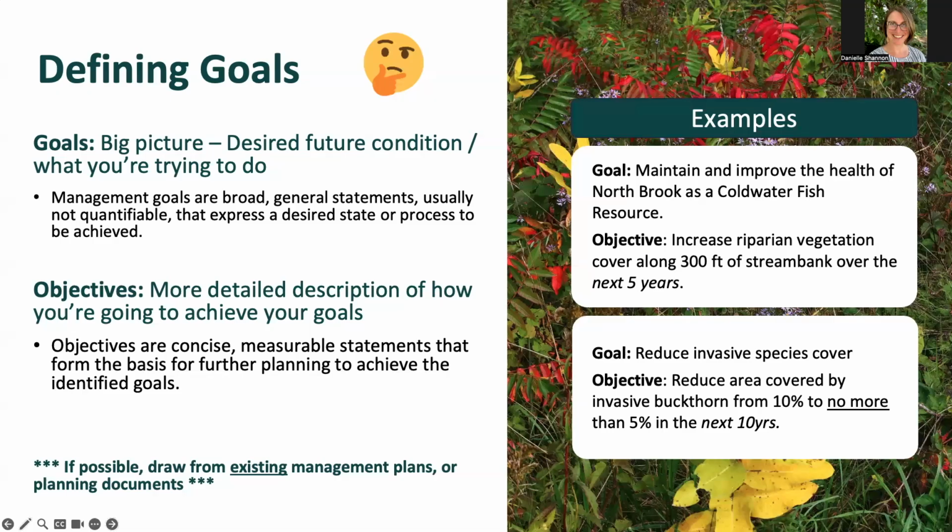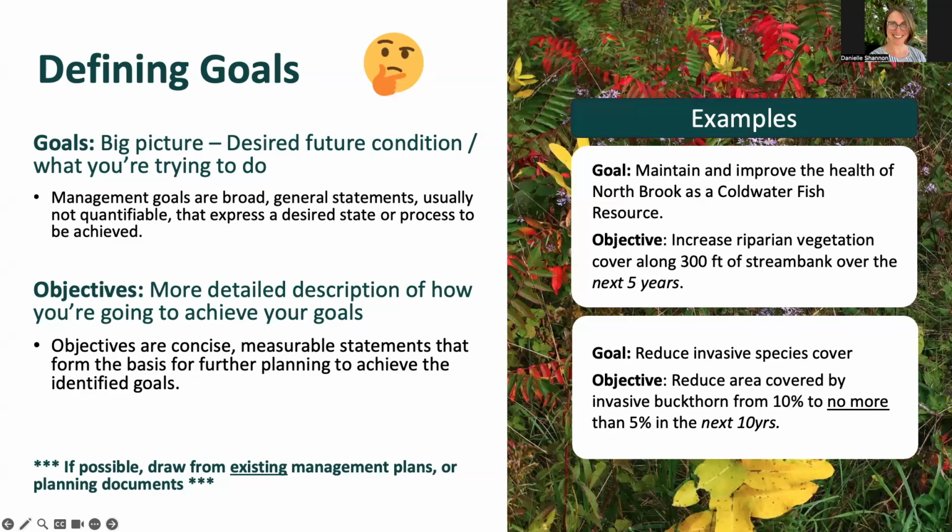Think of them as tiers under each goal that explain specifically how we're going to achieve our stated goals. You may be able to draw goals and objectives directly from existing management plans or documents. It's important to note that climate change does not need to be explicitly mentioned in these. We need to define the overall big picture intention for management or conservation and understand the plans you may already have to achieve a desired vision first.